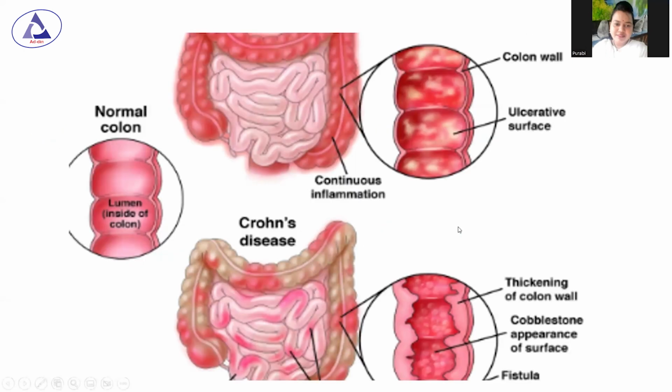Here is the picture of Crohn's disease and ulcerative colitis. Here is the picture of a normal colon. Here is the picture of an ulcerated surface and thickening of the colon wall with continuous inflammation. This is ulcerative colitis. And here is the picture of Crohn's disease, with thickening of the colon wall, cobblestone appearance, and fistula formation.